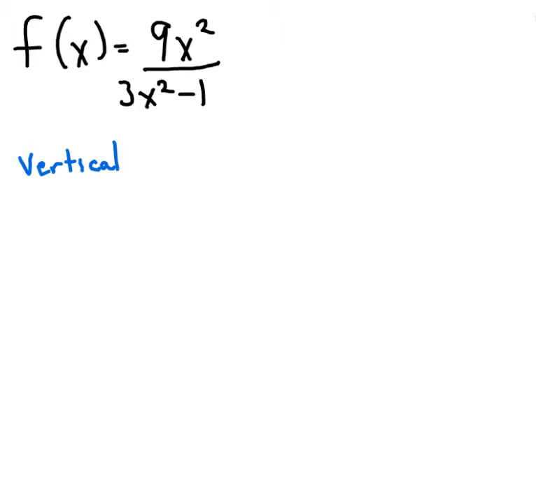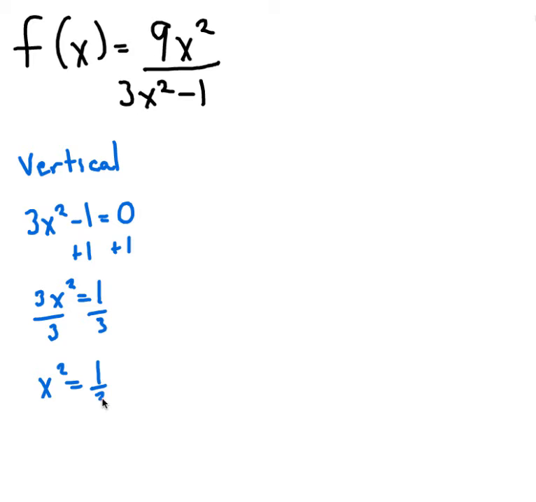We're going to start with the vertical asymptotes, or those that go up and down. To find the equation of these, we take the denominator of our function and set it equal to 0. I am then going to solve for x by adding 1 to each side, dividing by 3, resulting in x squared equals 1/3.